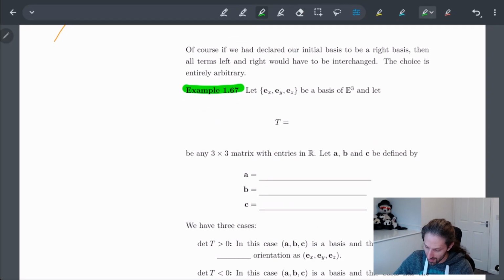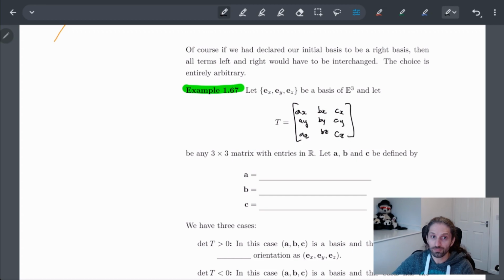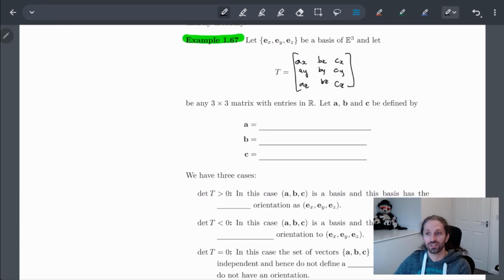Here I have a basis EX, EY, EZ. And the matrix I have here, we're going to keep this very general. So this is less of an example and more of a general study as to what can and can't happen. Here I have a 3 by 3 matrix with rows AX, AY, AZ, BX, BY, BZ, CX, CY, CZ. So we have this matrix. We just said any of these kind of work. I don't really care. Just let this be some transition matrix.